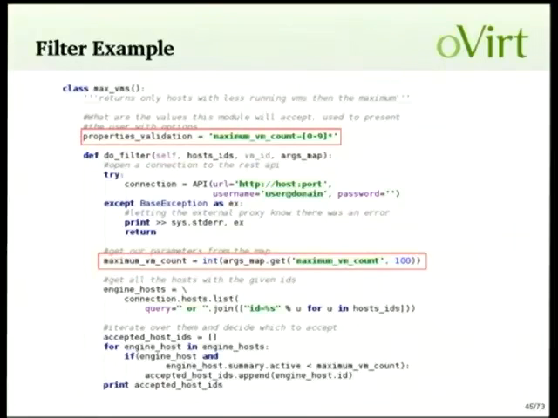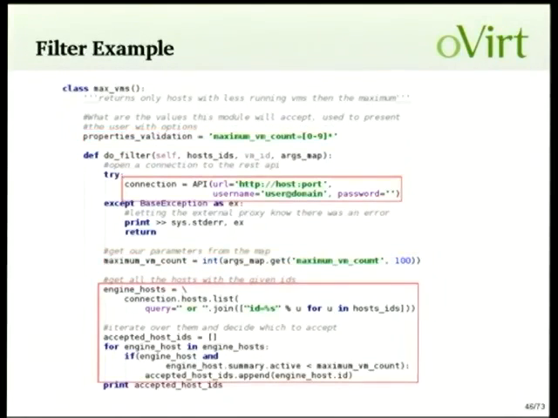And then these properties, we can define some validation on them. So in this case, maximum VM count is a property that is a number. And in the code, we actually get the property from the map, if it exists. If it doesn't, there's some default value.